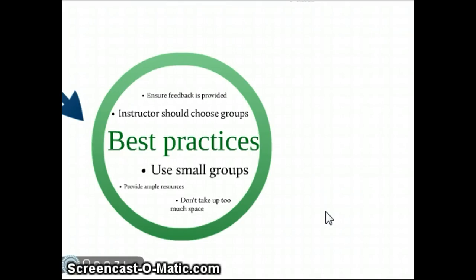Providing ample resources is important as well, as we've talked about previously. Students need to really have a lot of resources to draw on in such a complex strategy. They need to be able to do adequate research and have access to any information and ideas they need to come up with a successful solution. And for the instructor, a best practice is don't take up too much space. You can walk around the classroom, you can facilitate, but make sure that you're not taking over for the students.